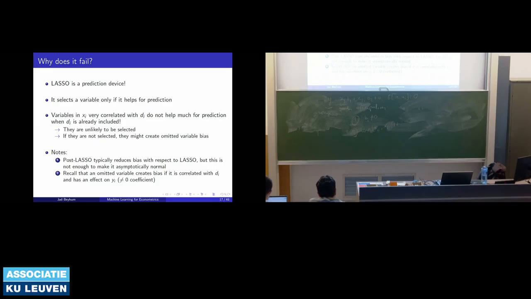In particular, what I tell you here is that if you have a variable in xi that is very correlated with di, typically it will help you very little for prediction, so it's very unlikely to be selected by the lasso, but at the same time it can create a lot of omitted variable bias because it's very correlated. So essentially, the problem with post-lasso is that it misses variables which have a very small B2 but a very large correlation with gender. And when you miss these variables, then you create this omitted variable bias.